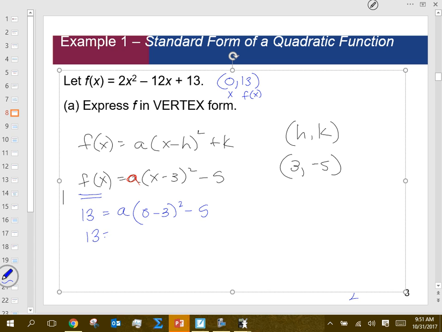So now I get 13. Negative 3 squared is 9, right? So 9a minus 5, what can I do with that 5? So we get 9a is equal to 18, so what's a? 2. So now I come up here where I had this red a, and I now know for certain that it's a 2. And if I go ahead and FOIL that out, expand that, f of x equals 2 times x minus 3 squared minus 5, I will get back to 2x squared minus 12x plus 13. So we've transformed it into vertex form.